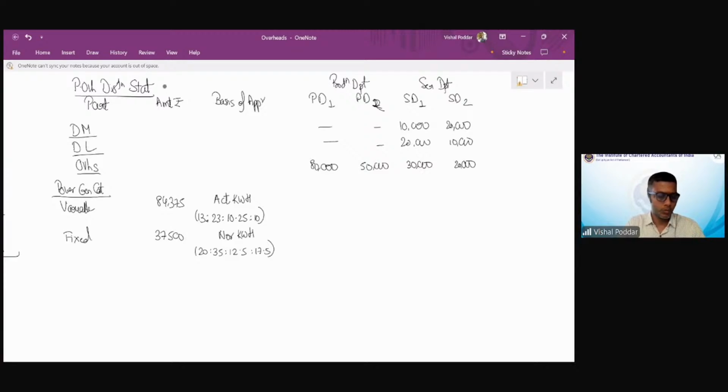1500 into 13. Please cross verify. I'm getting 19,500 here. I'm getting 34,500 here. $15,375 here. And 15,000 here. Fine. 30, 65, 85.